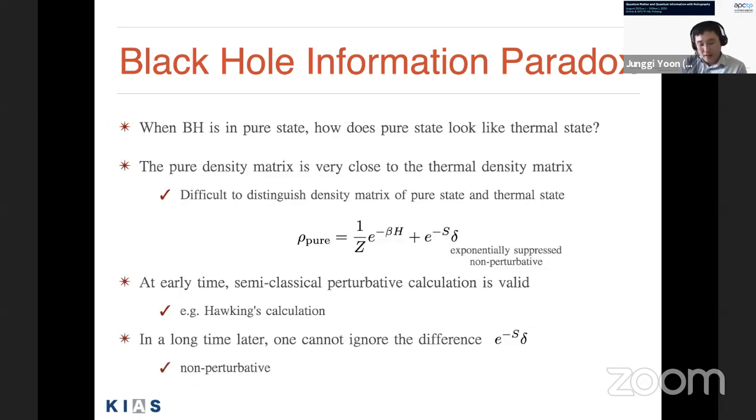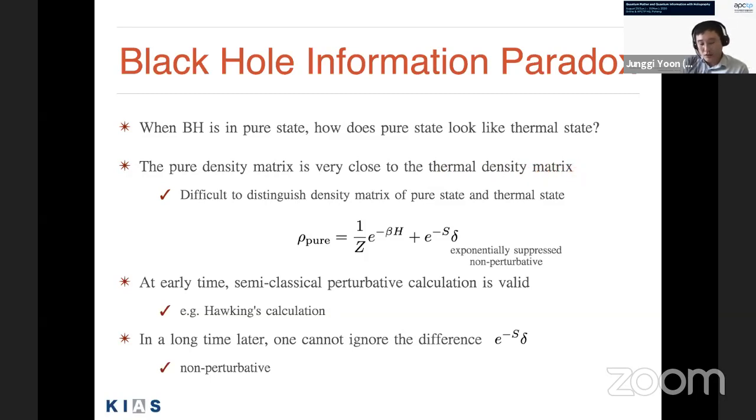So it seems that there is a little bit of a discrepancy. When the black hole has just formed, it looks like it is in a pure state. But this contradicts the previous slide, where the black hole is a thermal object. Then what happened? This seeming contradiction can be explained by the fact that the pure density matrix is very close to the thermal density matrix.